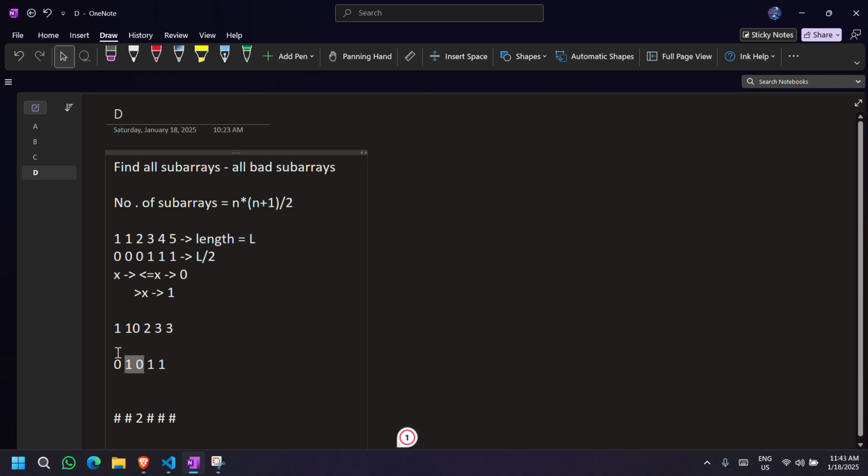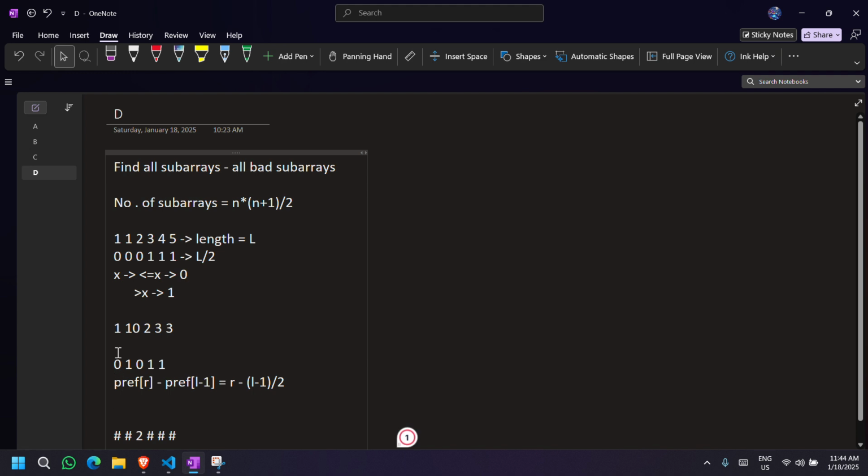because its sum is 1 and the length is 2, and another one is this one, and one more is this one. These are bad subarrays. So this is basically equal to taking the prefix sum of this array. So basically, prefix of r minus prefix of l minus 1 will give the sum from l to r, which should be equal to the length, basically (r minus l plus 1) divided by 2. You have to do this.